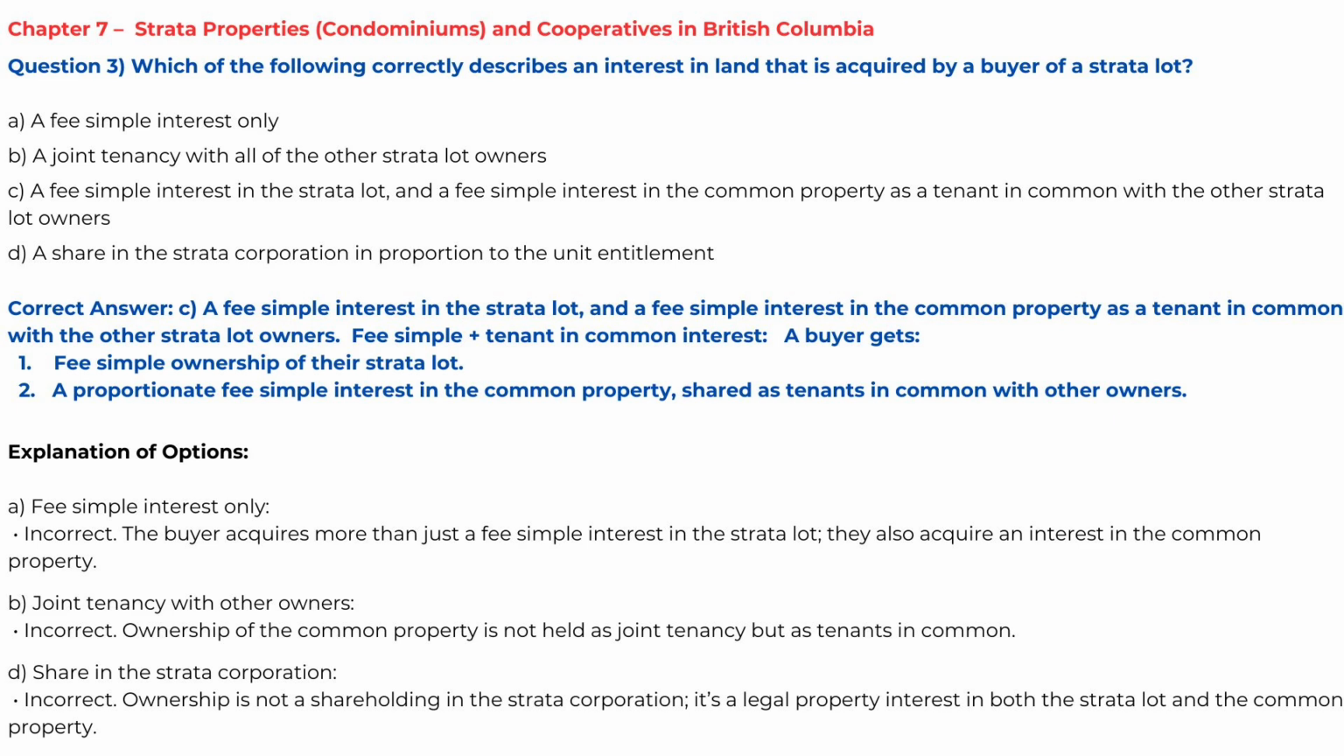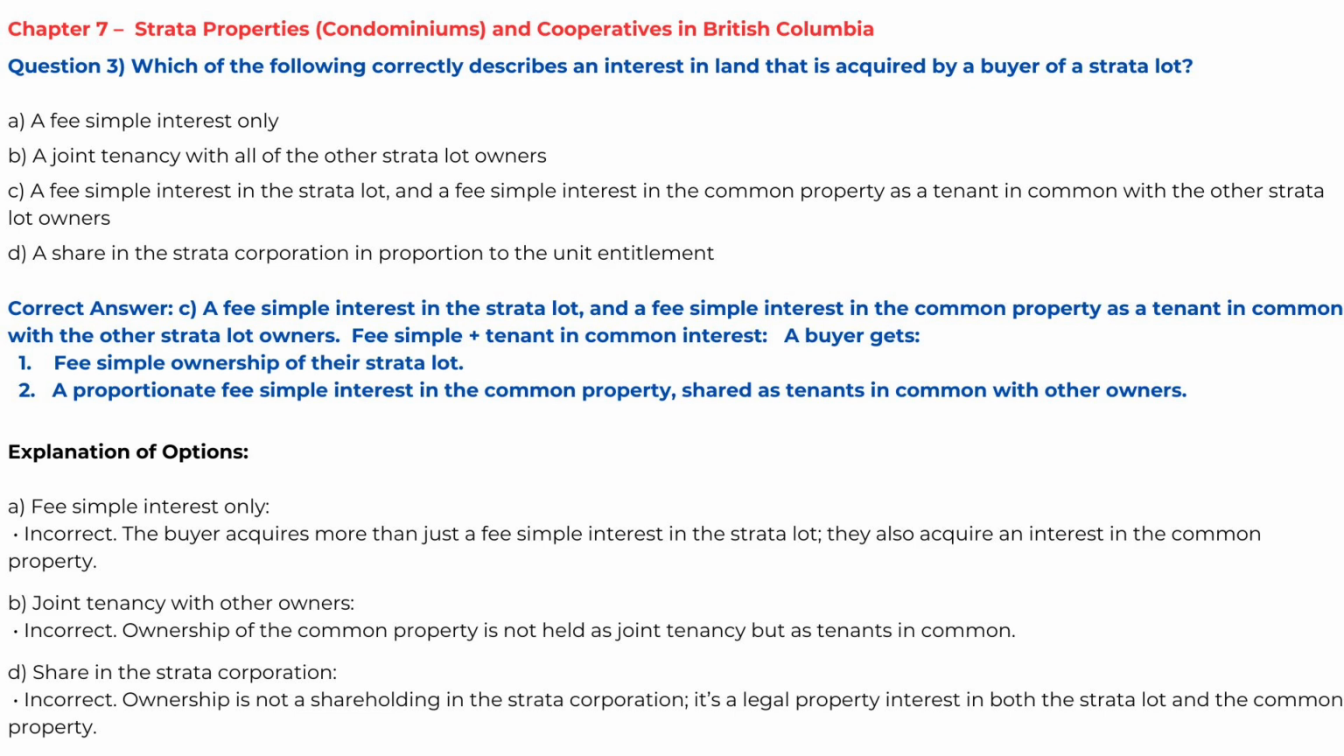Question 3. Which of the following correctly describes an interest in land that is acquired by a buyer of a strata lot? Correct answer: C. A fee simple interest in the strata lot, and a fee simple interest in the common property as a tenant in common with the other strata lot owners. Fee simple plus tenant in common interest. A buyer gets 1. Fee simple ownership of their strata lot, 2. A proportionate fee simple interest in the common property, shared as tenants in common with other owners.